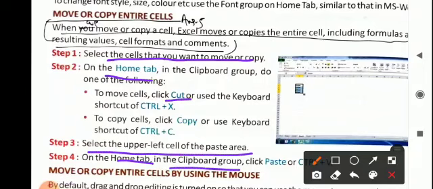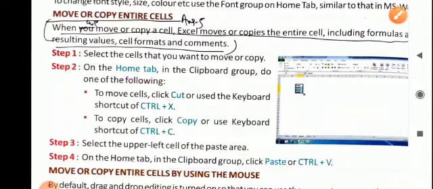The same way we can do it for copy also. If we copy, what will happen is the content will not disappear from the original location, and a copy of it will be copied to the clipboard. The shortcut key for copy is Ctrl plus C. Go to your desired location and use the paste option. So the same thing will be copied and pasted to your new location.